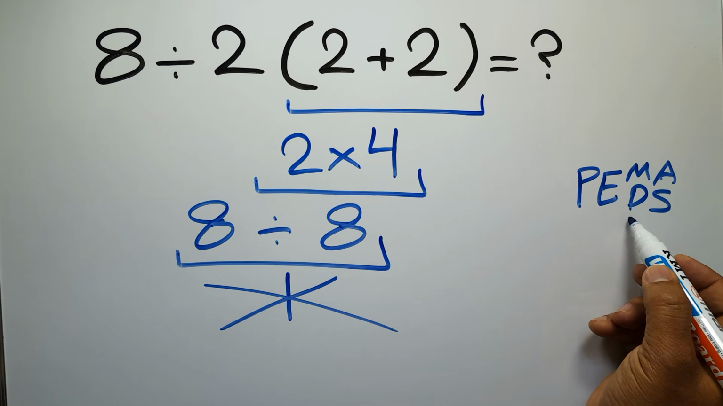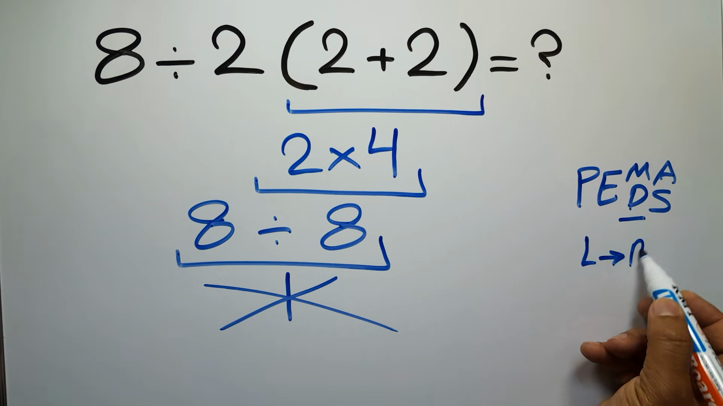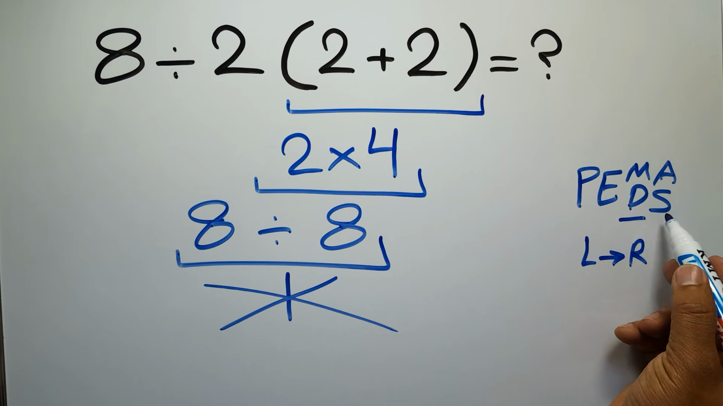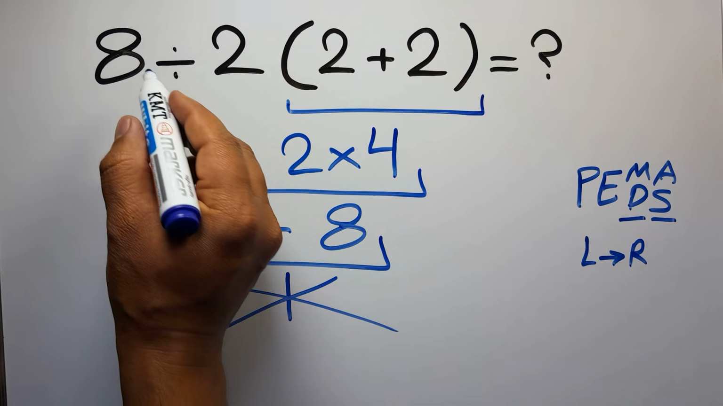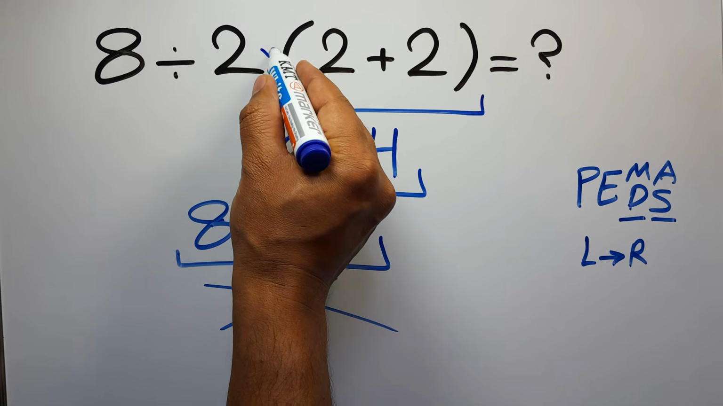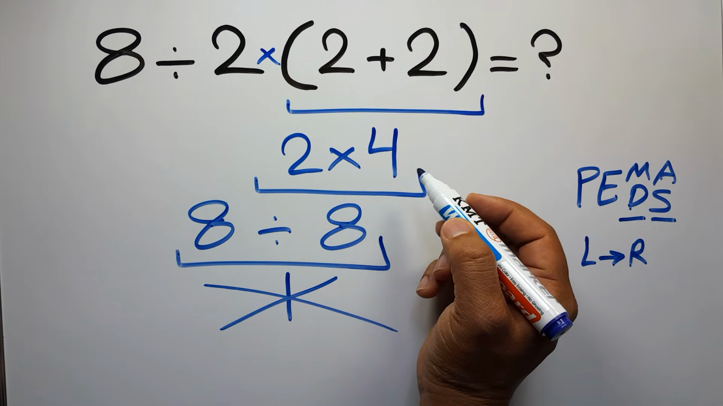Remember that multiplication and division have equal priority and we have to work from left to right. And the same applies to addition and subtraction. In this expression, we have one division, one multiplication, and one parenthesis. Inside this parenthesis, we have one addition.